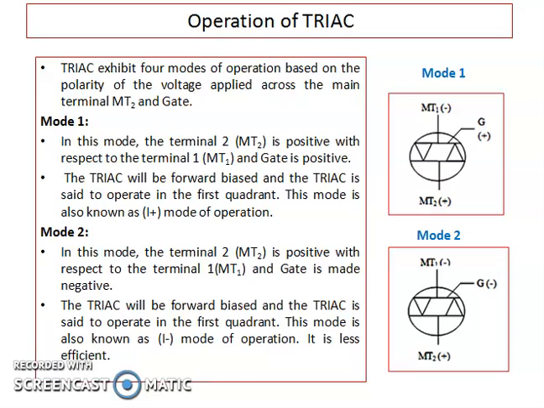Then in mode 2, the terminal MT2 is positive with respect to the terminal MT1 and the gate is made negative. So the triac will be forward biased and is said to operate in the first quadrant. This mode is also known as the I- mode, and in this operation it is less efficient. These two diagrams clearly indicate the conditions to be maintained for mode 1 and mode 2 operation.